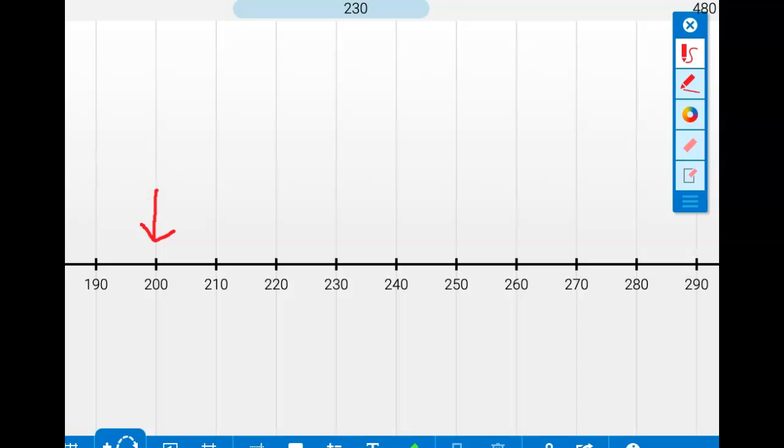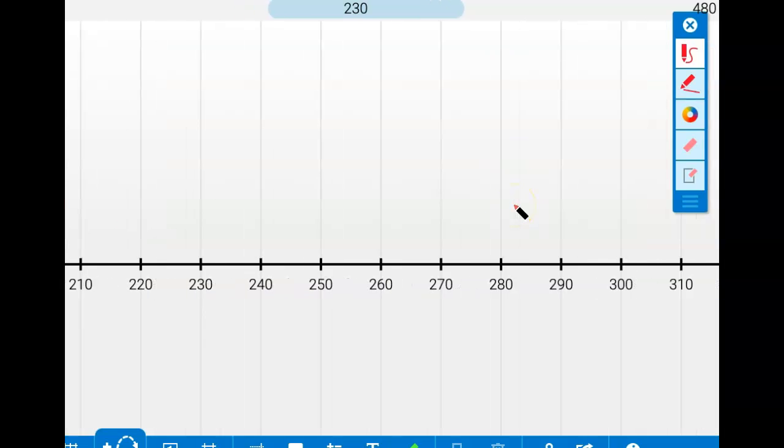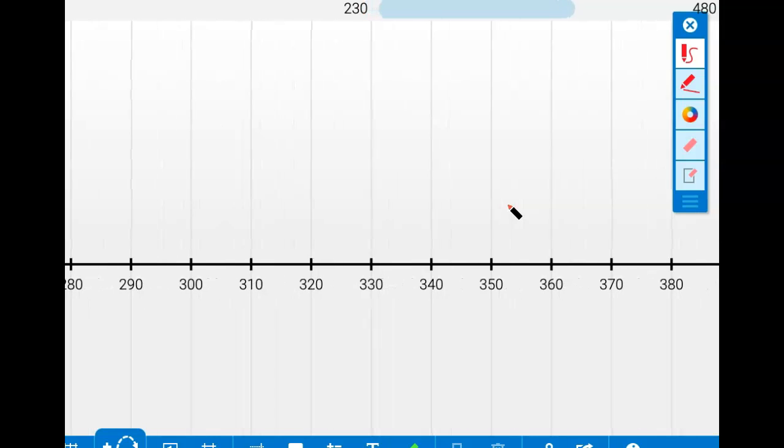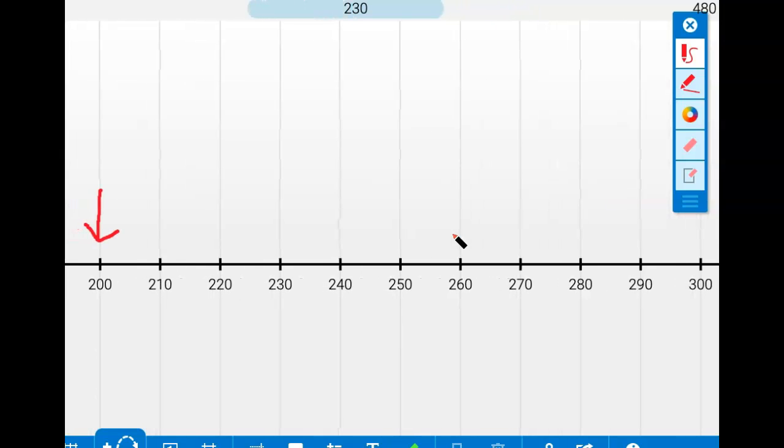Now let's look at that second clue. My number is less than 350. I'm going to travel all the way to 350, put another arrow there for my second clue. Now I know, well, you know, because I already know the number, but you know that my number is between 350 and 200. Do you think you could guess my number yet? No, you need a few more clues.